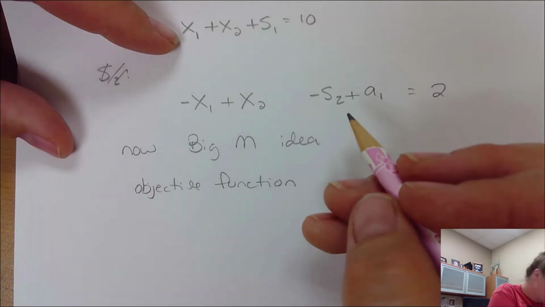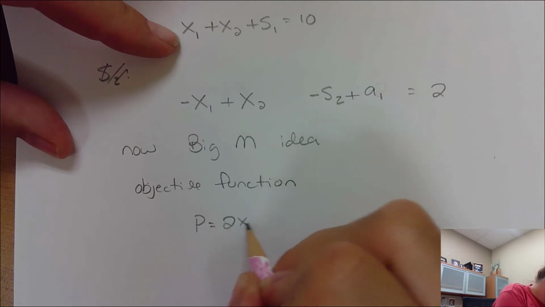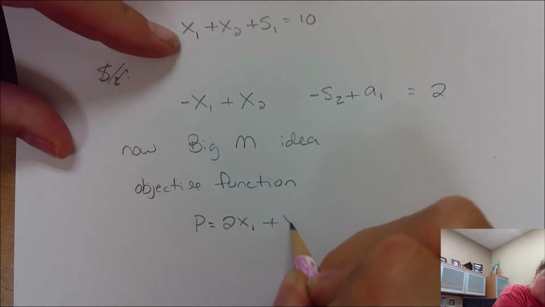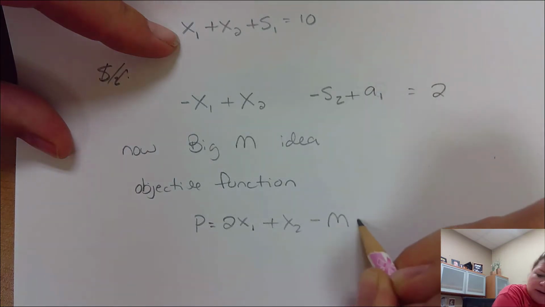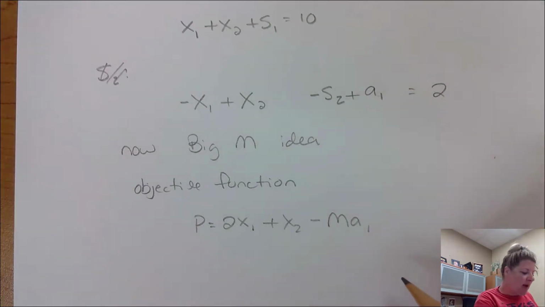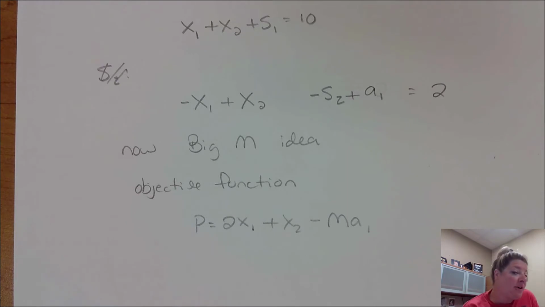So it becomes P equals 2x1 plus x2 minus M A1. Okay, artificial 1. If I would have had two artificials, like maybe another constraint that was greater than, then we would have had another big M in our objective function. Woo!